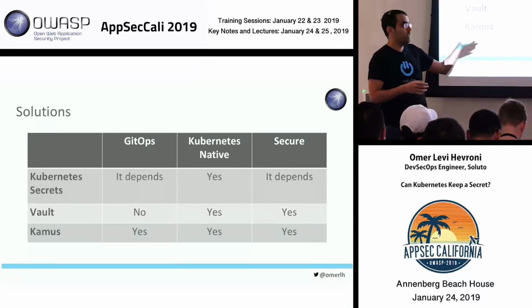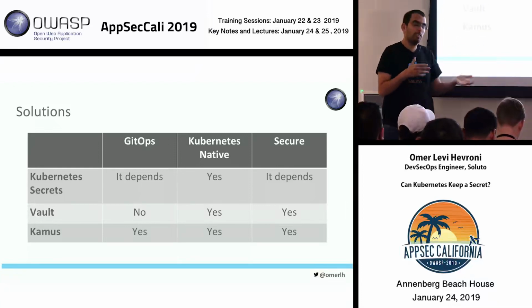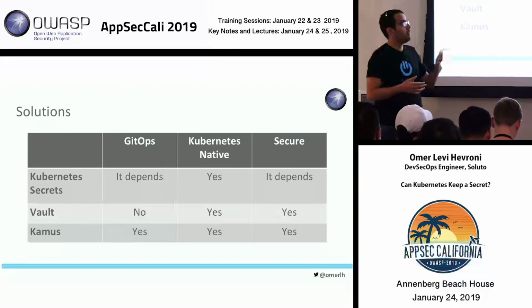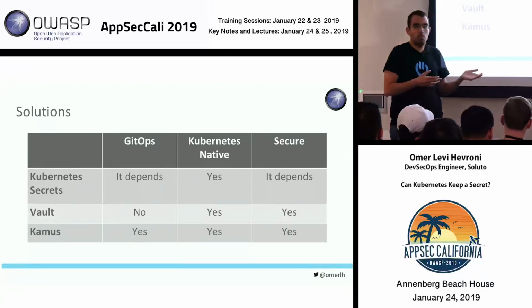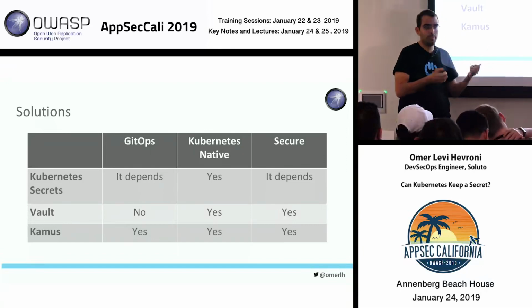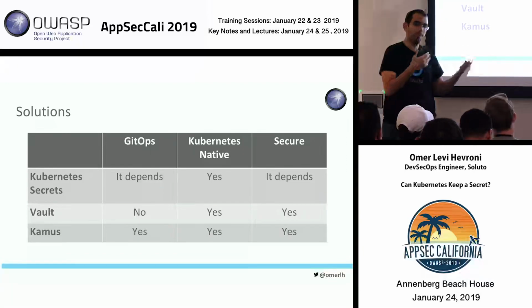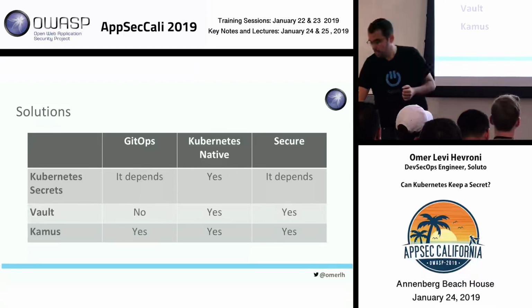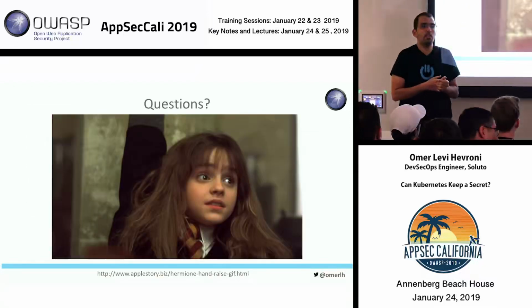HashiCorp Vault is Kubernetes native and secure, again really depending on how you deploy it, but it's not GitOps. Camus is the only solution that answers these 3 parameters, but we built it to answer these 3 parameters, so if it didn't answer them, it would mean we did something bad. Questions? Something was not clear?